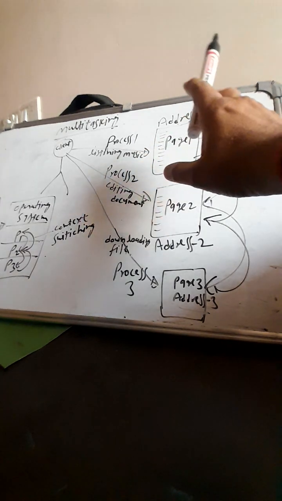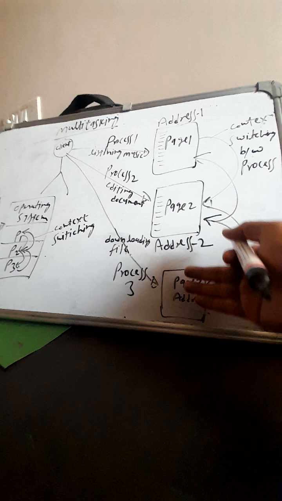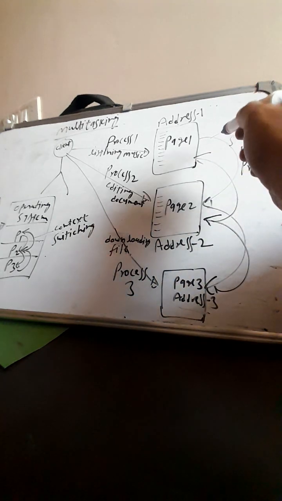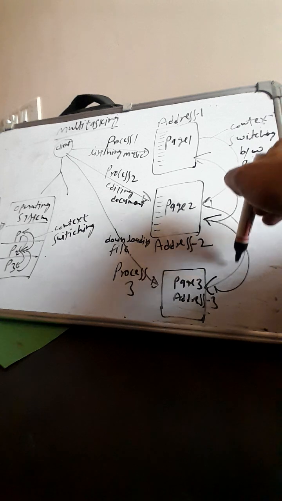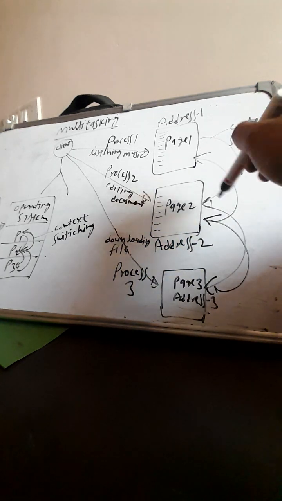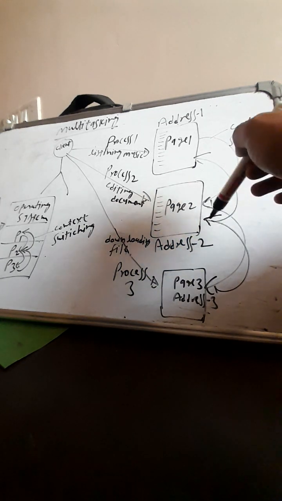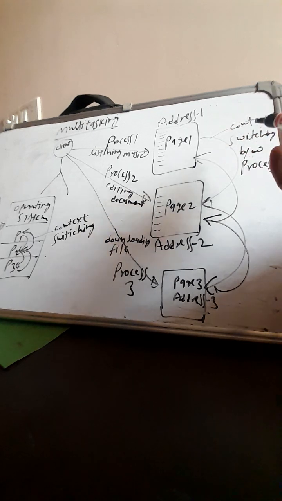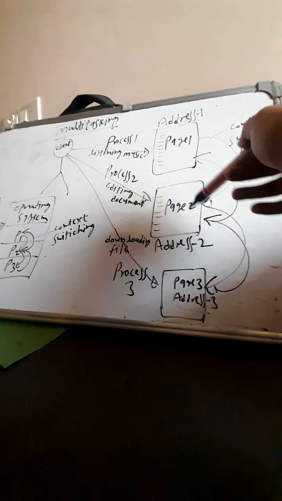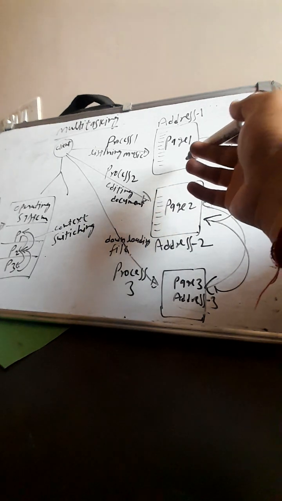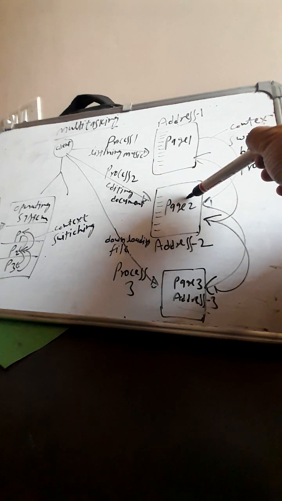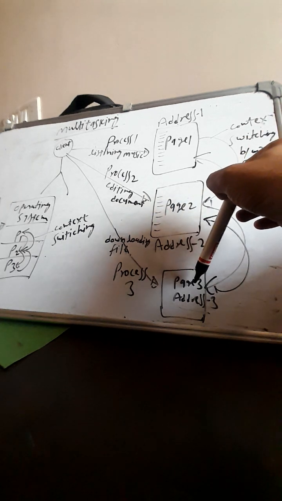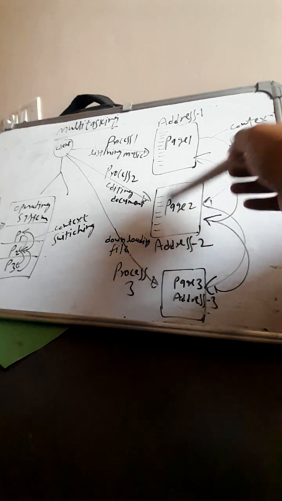and since all these tasks are performed simultaneously, context switching is happening from one process to another process, or between the tasks. This process has its own memory address, this process has its own memory address, this process will have its own memory address.